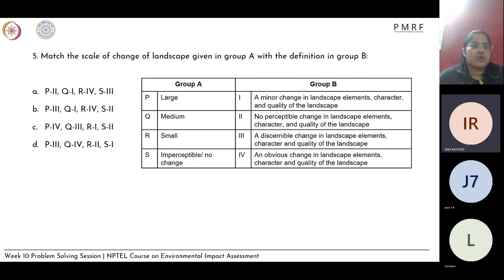Okay, so moving on to question 5. You need to match the scale of change of landscape given in group A with the definition in group B. So we have the scale of change for large, medium, small, imperceptible or no change, and its definition in group B. So you need to match group A with group B.